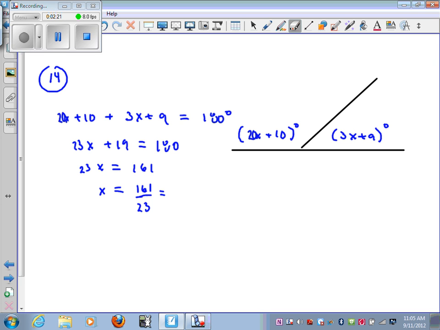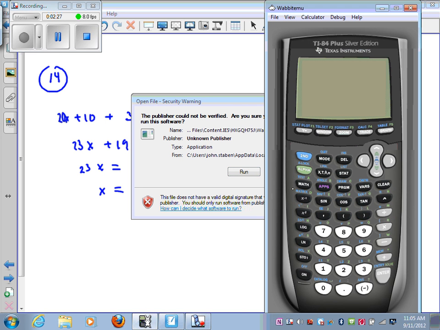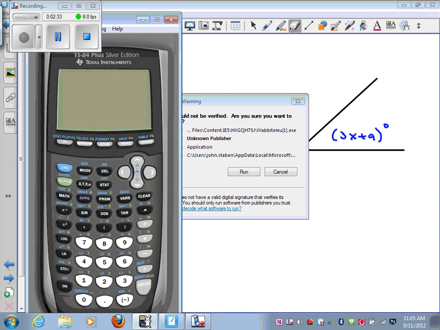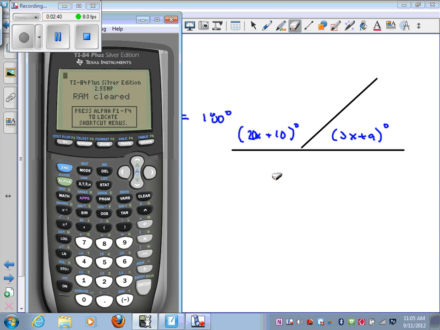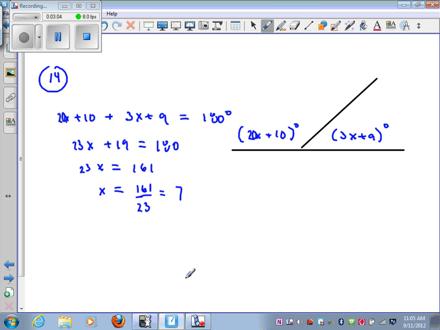So now we're ready to divide that out. I've got this handy dandy calculator here. I want to take, what did I have? 161. 161 divided by 23. And that's 7. So x is 7.